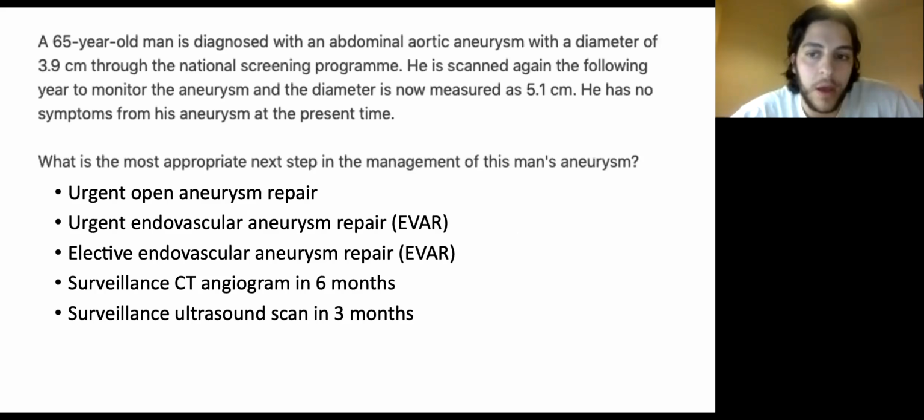So question number 1, a 65-year-old man is diagnosed with an abdominal aortic aneurysm with a diameter of 3.9 centimeters through the National Screening Programme. He's scanned again the following year to monitor the aneurysm, and the diameter is now measured as 5.1 centimeters. He has no symptoms from his aneurysm at the present time. What is the most appropriate step in the management of the man's aneurysm? So if you just take around 20 seconds, 30 seconds, just to jot down an answer, and then you can put it in the chat.